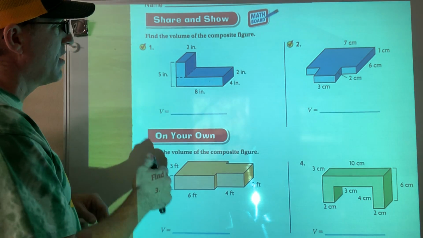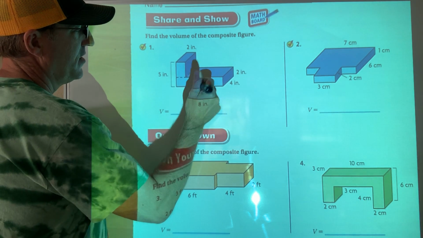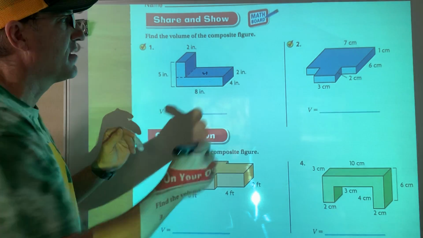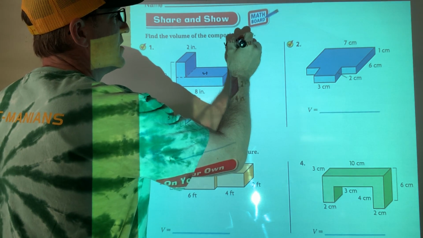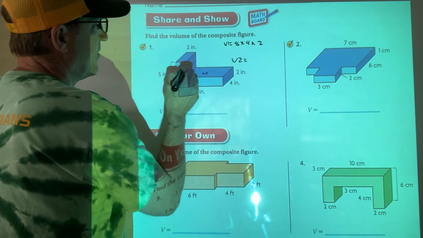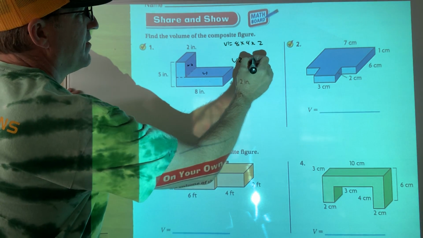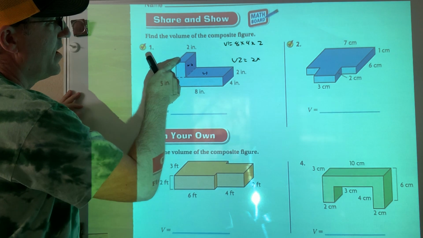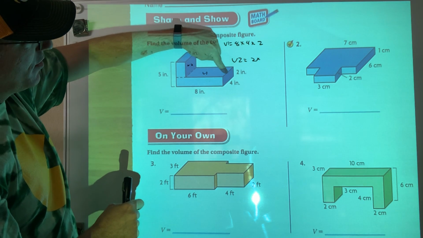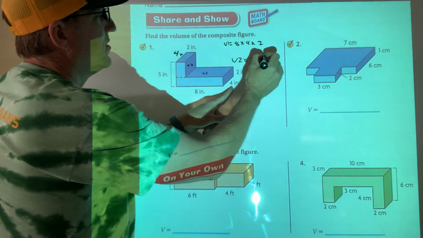So we take a look at this one. They broke it already for us. My V1 right here, this bottom cube, is 8 times 4 times 2. So volume of 1 equals 8 times 4 times 2. And then my V2 is right here, and I have 2 times something. So what is my width? Again, I follow my edges. I get it right there. It's 4. So it's 2 times 4.